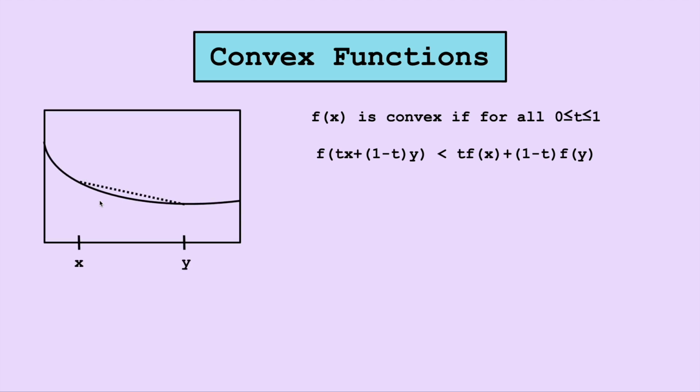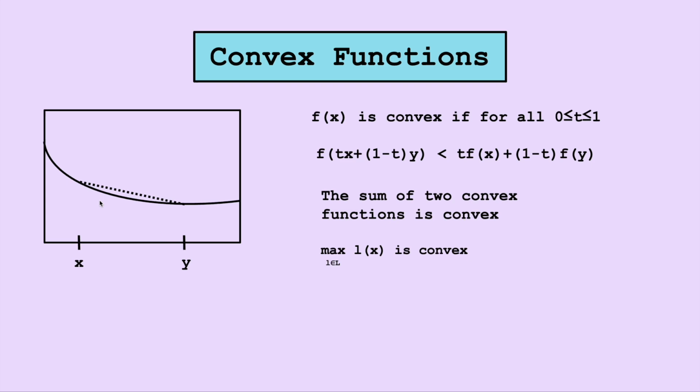More intuitively, this means that f is curved upwards, or equivalently, is less than or equal to all of its secant line segments. Some useful properties are that the sum of two convex functions is convex, and that if L is a set of linear functions, the function made of the pointwise maximum of all functions in L will be convex. Finally, a convex function always has a unique minimum.